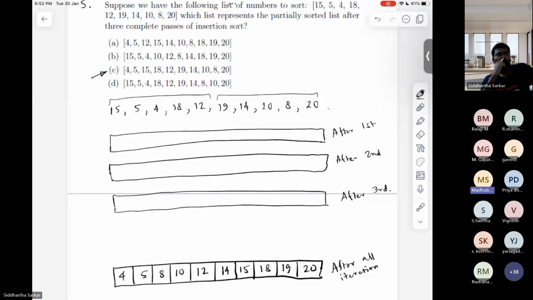At the first iteration, the 5 will come at the first position. And in the second iteration, 4 will come before 15. And the third iteration, 4 will come at the first position. And so the remaining will be in the same positions. So why not A? Because the last numbers 8 and 20, 10 should not be sorted.